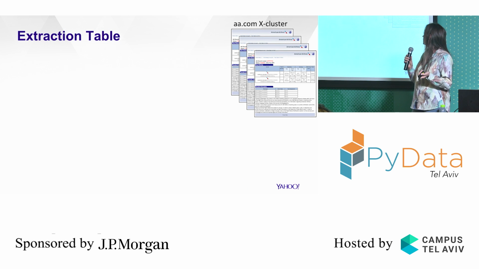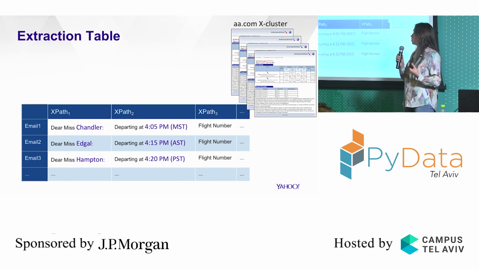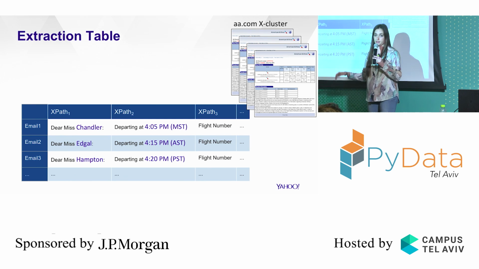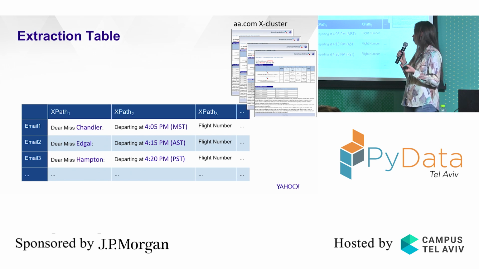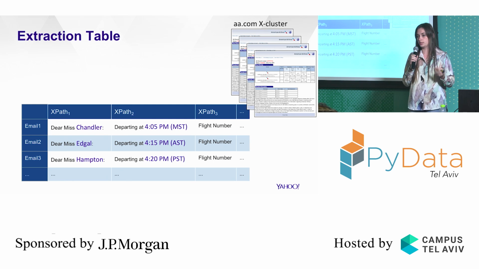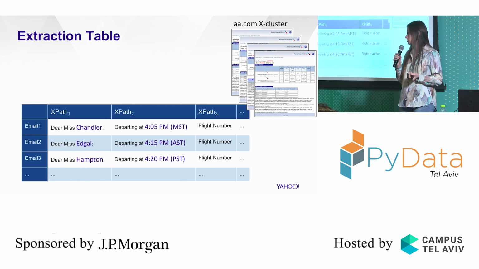Okay, so given we received this sample of messages from a specific X cluster with AA domain, and this is the extraction table. In this table, each row represents a message in a sample, and each column belongs to an XPath. Why are all the messages in this sample aligned? Why do all of them have exactly the same columns? Because they belong to the same X cluster. It is the definition of the X cluster.